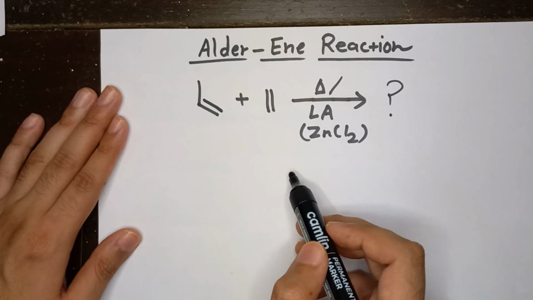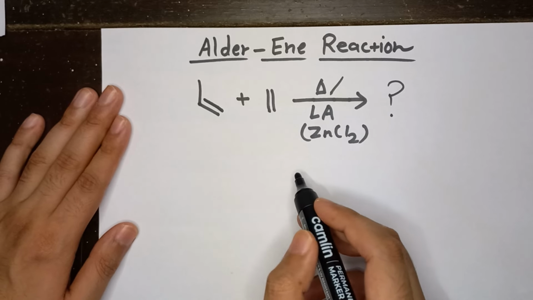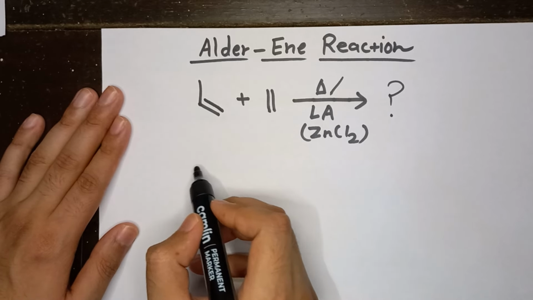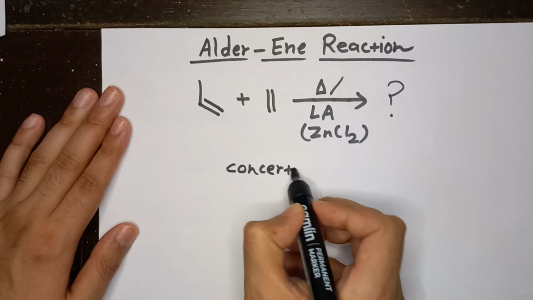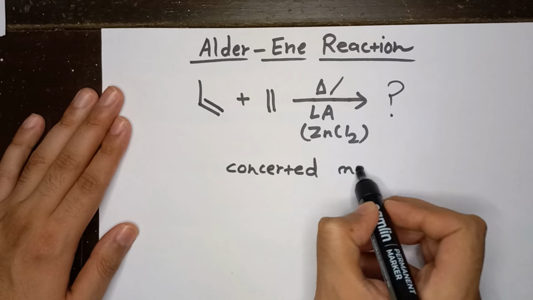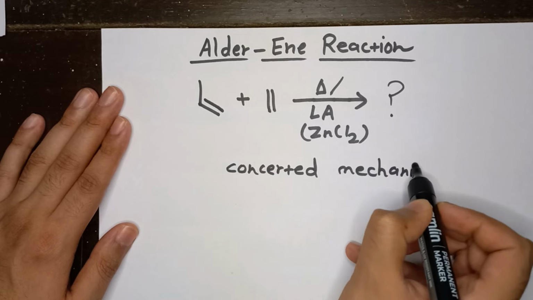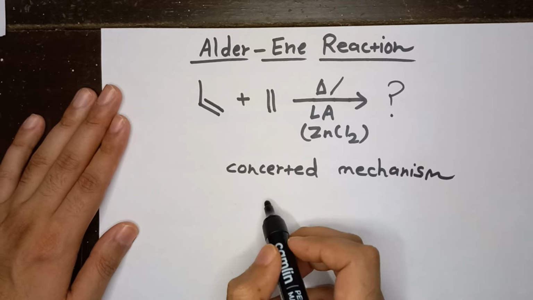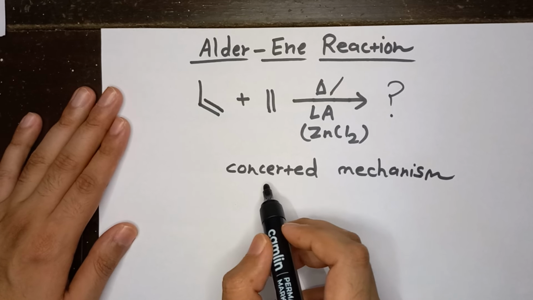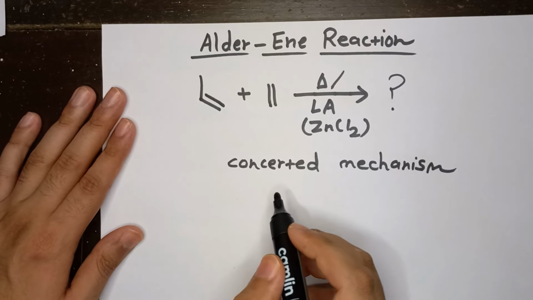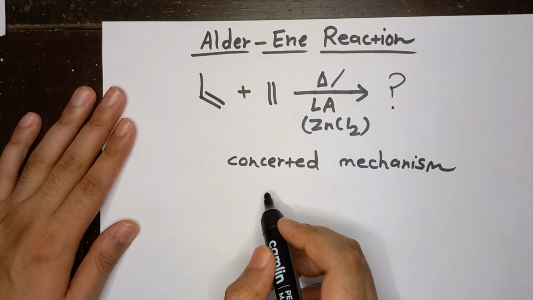This is what we call the Alder-Ene reaction. Basically, it's a Diels-Alder type of reaction where we have a concerted mechanism. What I mean is, in a concerted mechanism, in a single step, you are going to form the product. So let me draw the mechanism for this reaction.